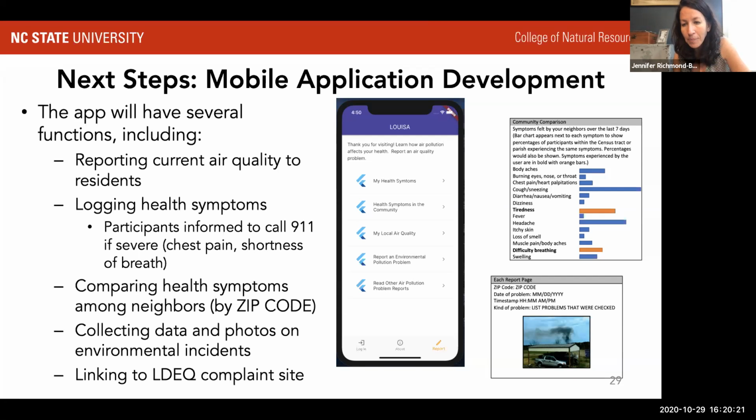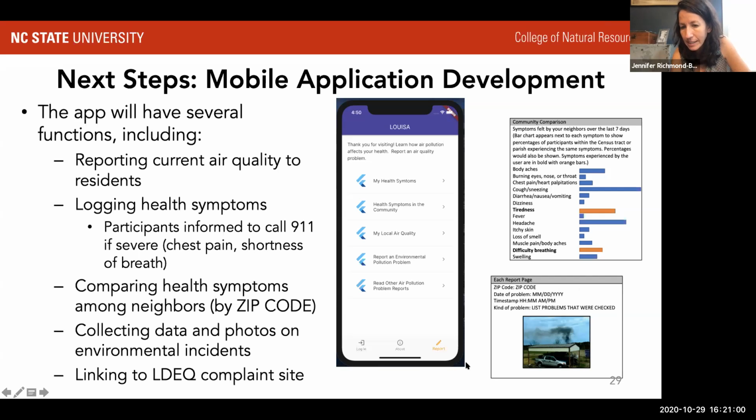We're not making that distinction right now because we want to see where the data lead us when we start to analyze it. But we are asking about a swath of information. We're also going to be doing a one-time health survey when people do the first initial setup of the app on their phone, so that we can understand how their symptoms may also relate to underlying problems. In addition to reporting back air quality data to residents, we'll also be collecting any kind of self-reported incidents of environmental problems.